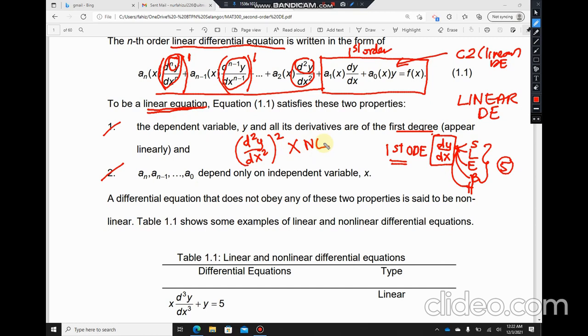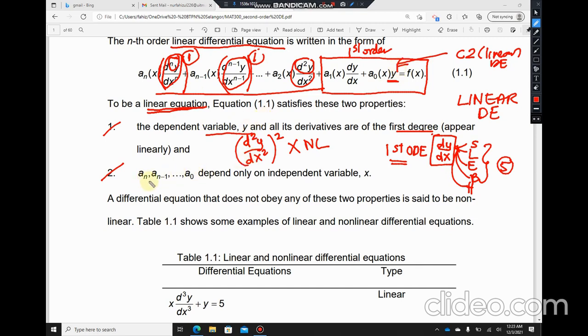Yang ni sebenarnya awak dah tengok masa chapter 1 introduction, yang kita pilih which one is linear differential equation, which one is non-linear differential equation. So daripada sinilah pemilihan dia. Syarat dia kat sini dia kena kuasa 1, of the first degree. Yang ni untuk dependent variable y, maksudnya bila awak differentiate y ni, dy/dx, so y kat sini pun dia kena power of 1. So baru dia adalah linear.